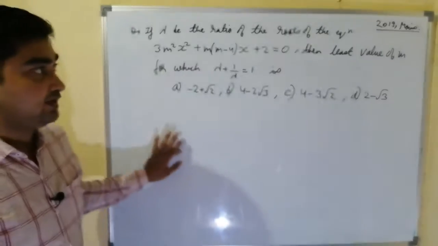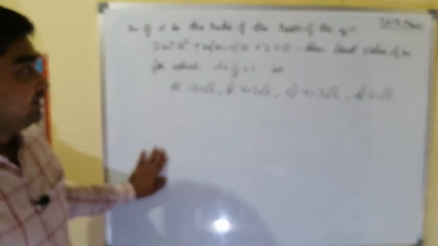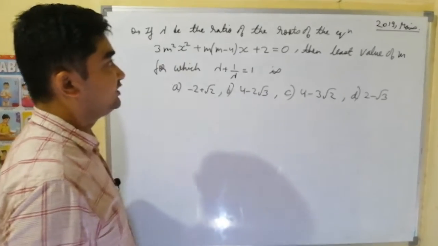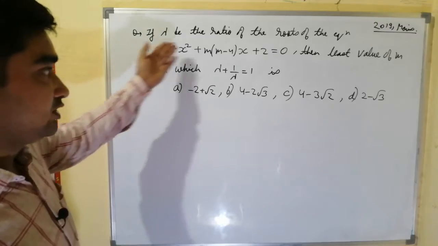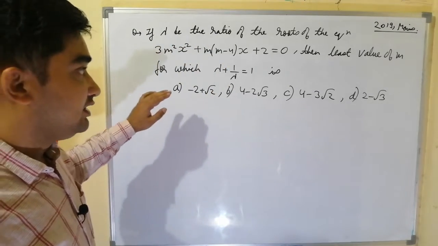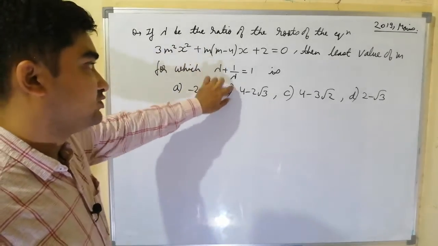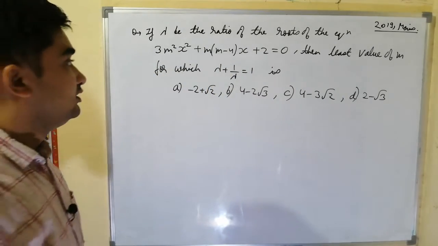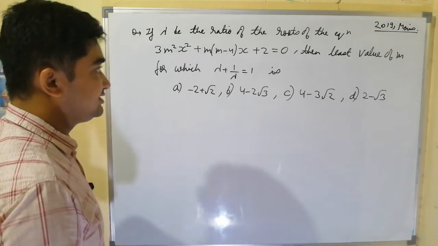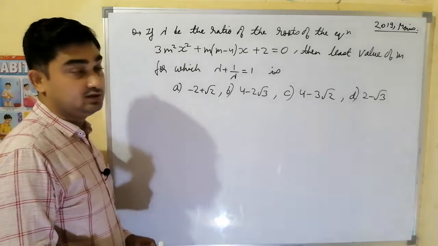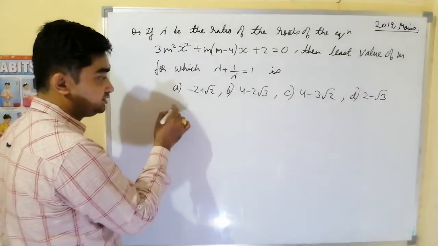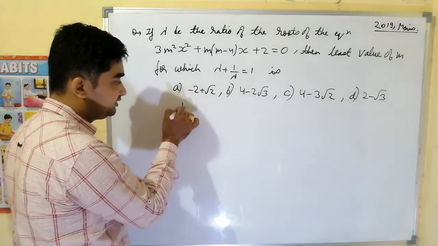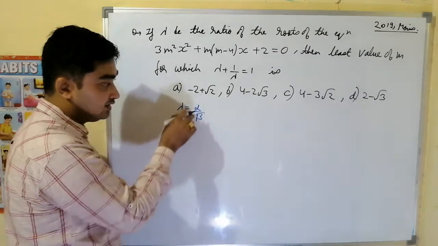So now we'll move to the next problem. This problem is also from IIT 2019 mains. In this problem, it is given that lambda is the ratio of the roots of a quadratic equation. The least value of m for which lambda plus 1 by lambda should become 1 is, we have to find. 4 options are given. So what is lambda? Lambda is the ratio of the roots of the equation. Let us assume the roots are alpha and beta. Then lambda will become alpha by beta. Then what is 1 by lambda?